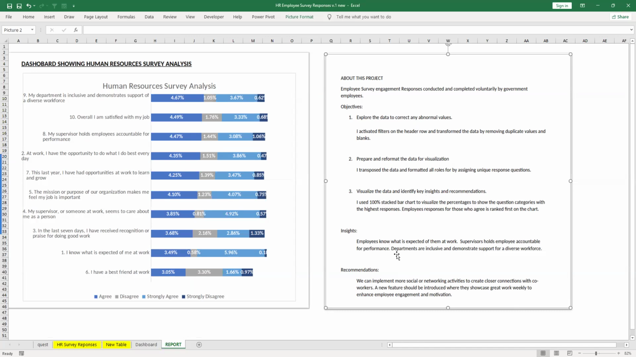Key insights from the data I analyzed: employees know what is expected of them at work, supervisors hold employees accountable for performance, and departments are inclusive and demonstrate support for a diverse workforce.